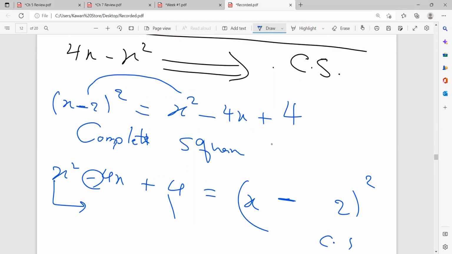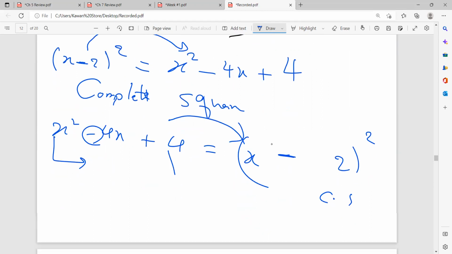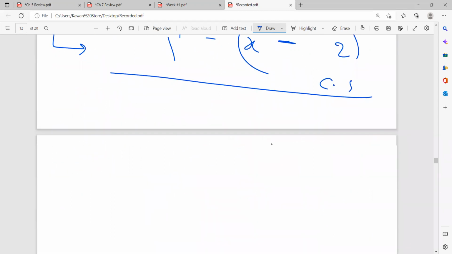From here we expand. From here we factor. Okay, you got that one. So if I have 3 terms and it's good, it's perfect, I can make it a complete square. Understood? Good. So what's the relation between that one and our work?